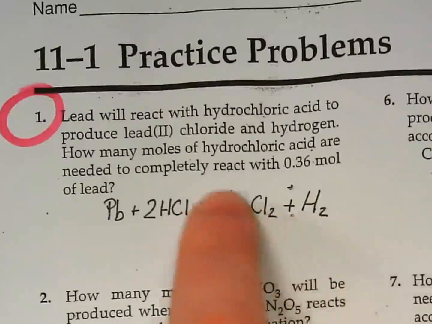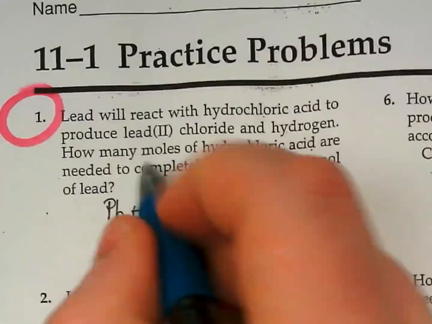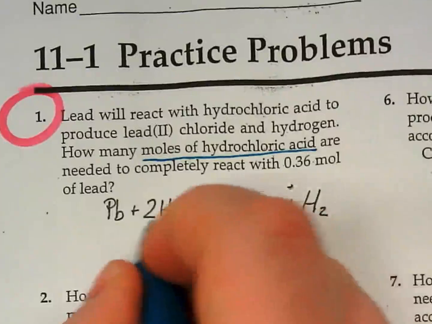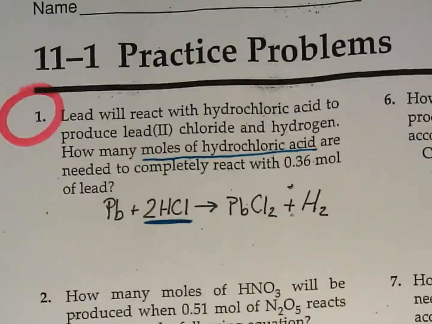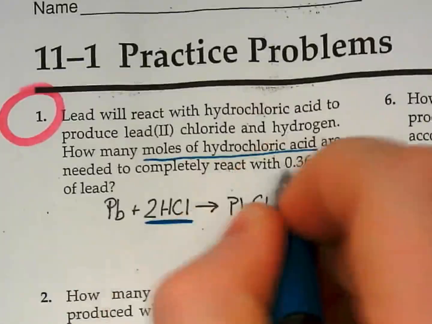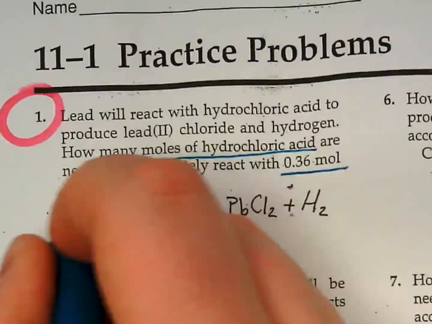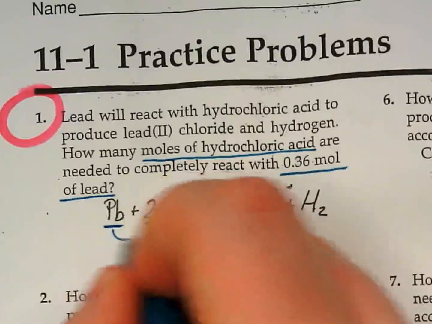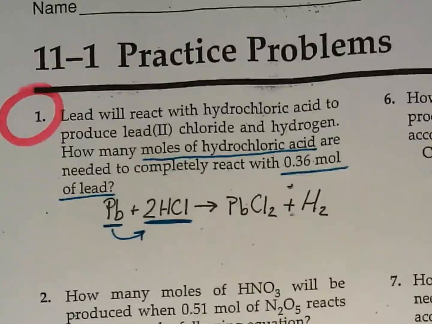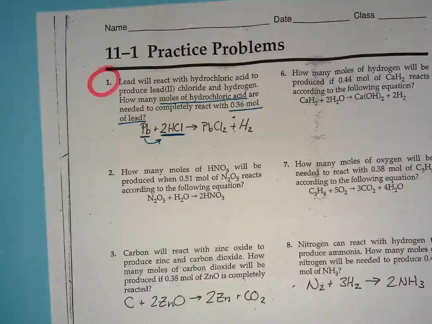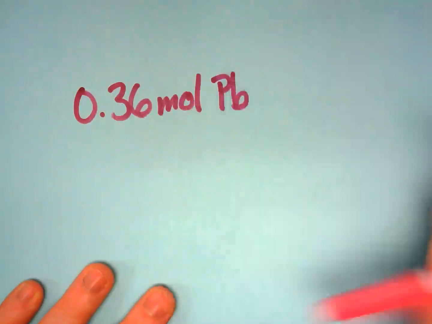Now the question is asking specifically how many moles of hydrochloric acid, this stuff right here, are needed to completely react with 0.36 moles of lead. So we're going from here to here. We're going from moles of lead to moles of hydrochloric acid. That is our starting base. So let me write down what we're given so far, and that is 0.36 moles of lead. That's what we're starting with.